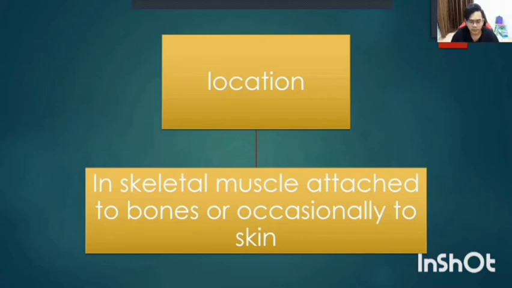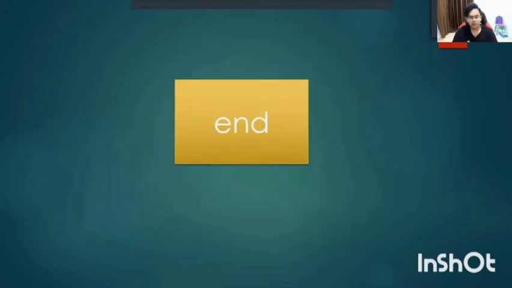Location. Location for skeletal muscle: skeletal muscle is attached to bones or occasionally to skin. Okay, that's all for the explanation of skeletal muscle.